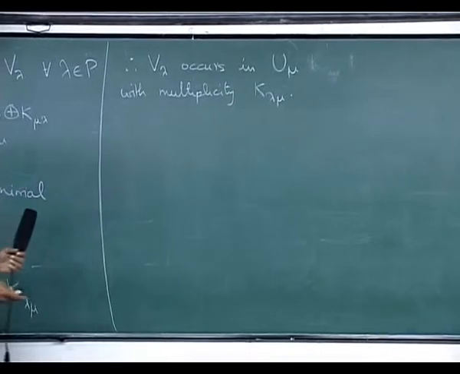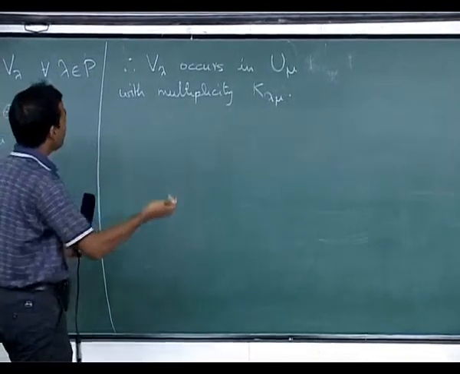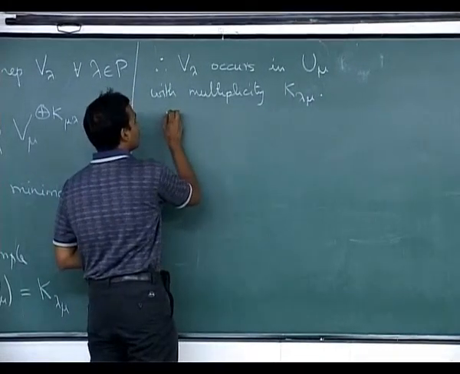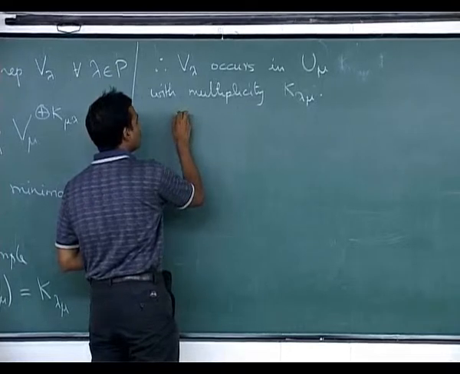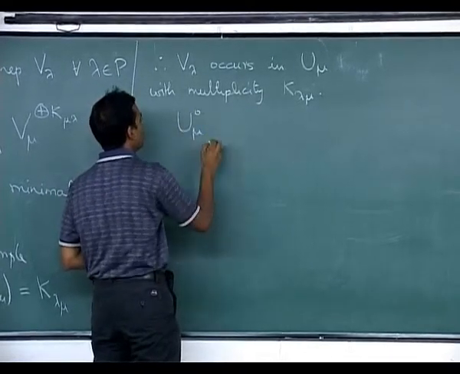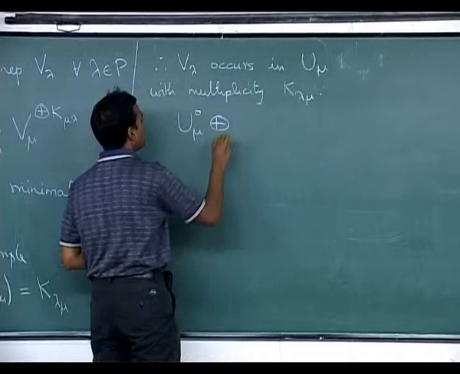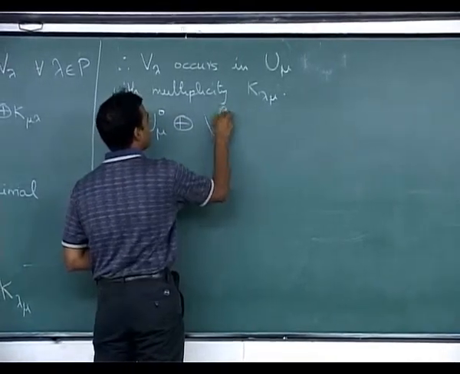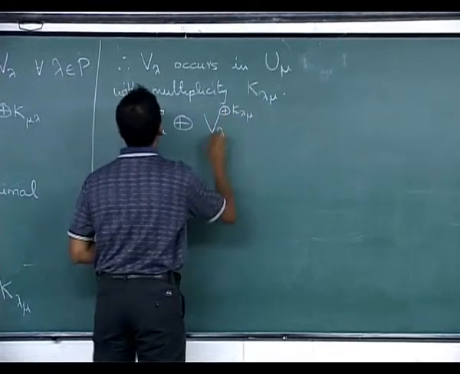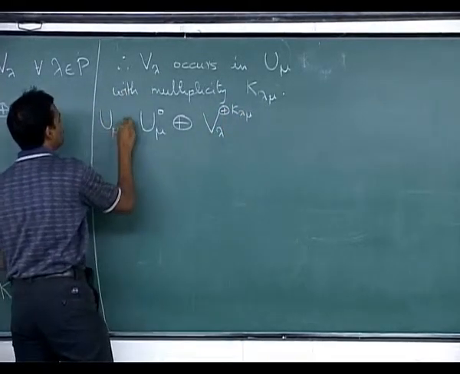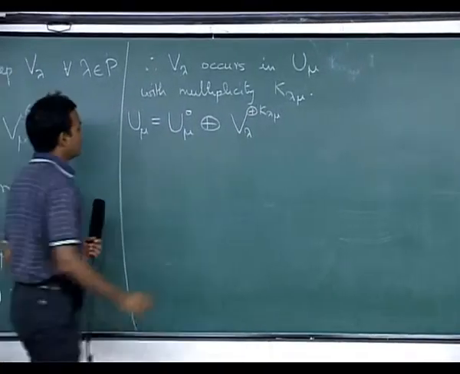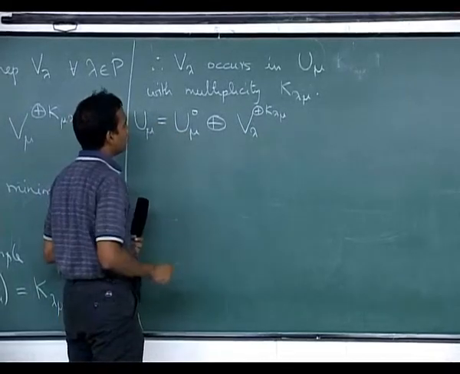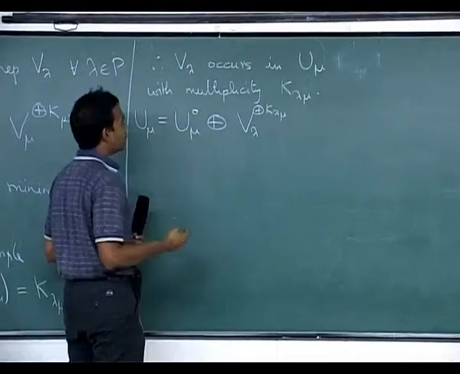Now we do what we did last time. We remove this many copies of v lambda from each u mu. So you define a representation called u mu 0, which really is defined by this identity: u mu 0 direct sum v lambda direct sum k lambda mu is u mu. You can think of this as a definition of u mu 0, and u mu 0 has a nice property that v lambda does not occur in it.